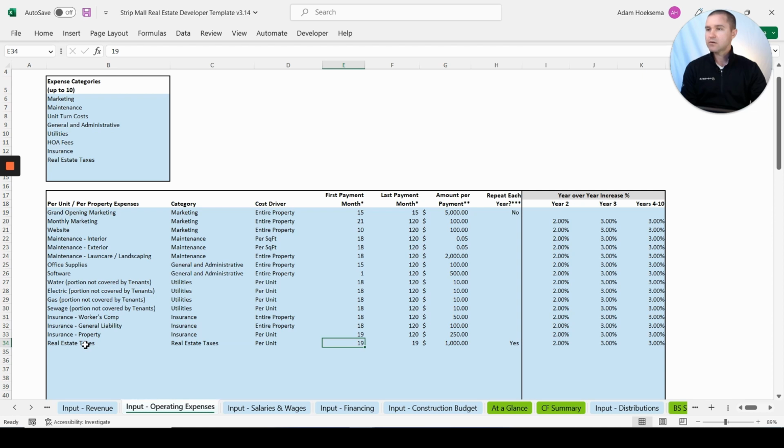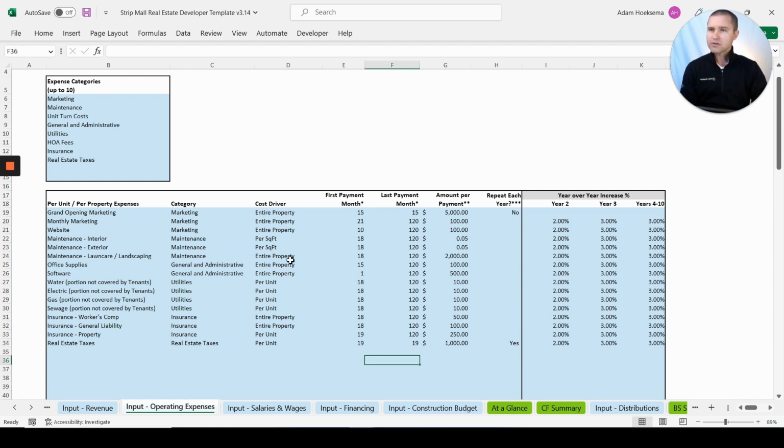Now, here we can say, as an example of an expense that is in a specific month each year, but it does repeat, your real estate or property taxes. So we're saying our first month of paying property tax is month 19, and it's going to be $1,000 per unit. So you can see how you can add either per unit, per square foot, or per property assumptions. And then we think this is going to repeat in the same month every single year, right? We're going to have to pay that property tax at the same time each year. So that's how you would enter that in.